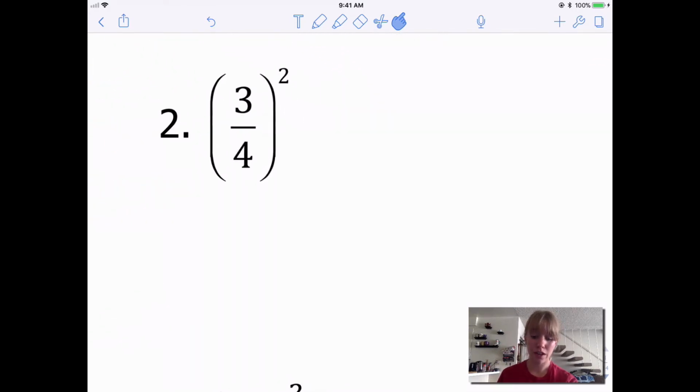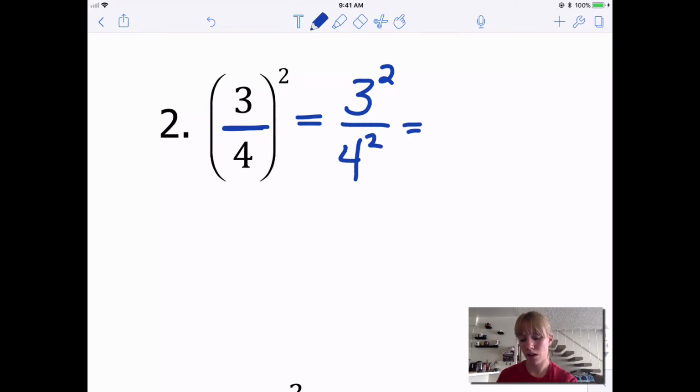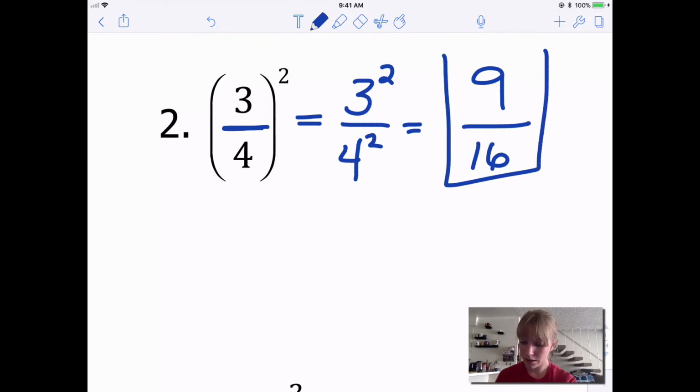Number 2 is 3 over 4 raised to the 2nd power. We see that this is the quotient of powers property because I have a quotient and then I've got a power on the outside. What we see from our property is that 2 has to be applied to both the 3 and the 4, the numerator and the denominator. So this is going to be 3 squared over 4 squared. Our 3 squared is 9, our 4 squared is 16, and that is our final answer. If you wanted to plug that into your calculator and get a decimal, that would be fine, but 9 over 16 is a good answer there.